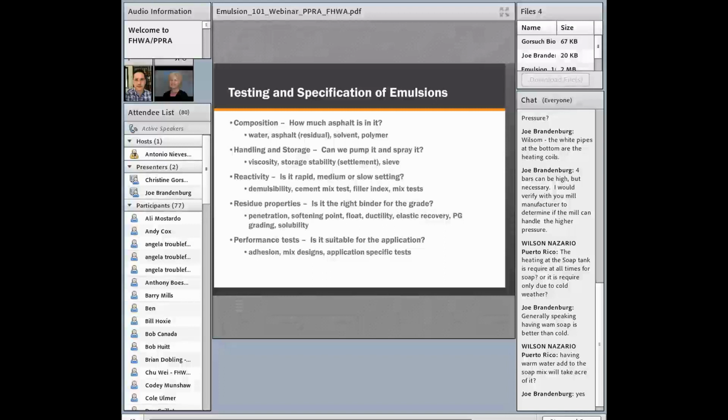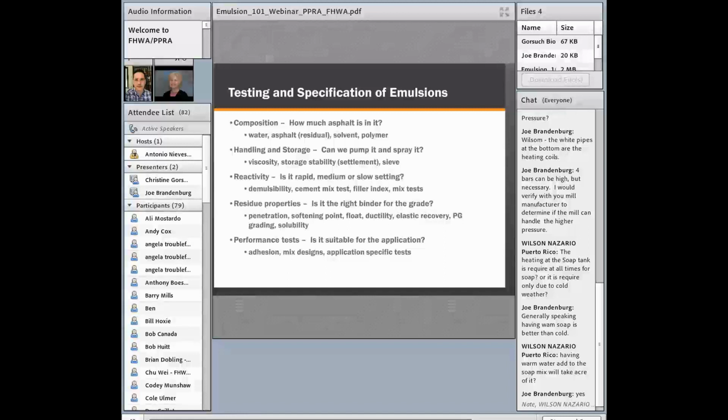So viscosity is important. If you think about, for like a chip seal application, we want the viscosity to be low enough so that we can spray it and we get a nice even coating, but we want it to be high enough that the emulsion doesn't run off the road when we apply it. So it's a really important measurement.